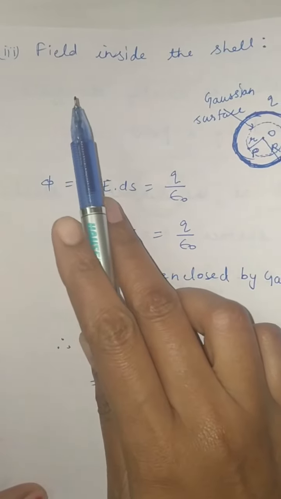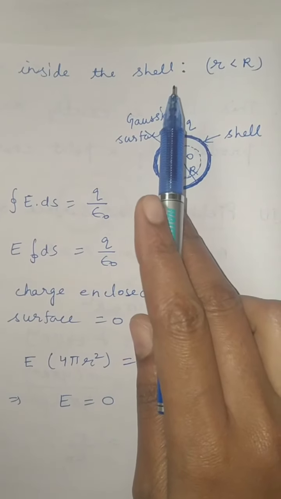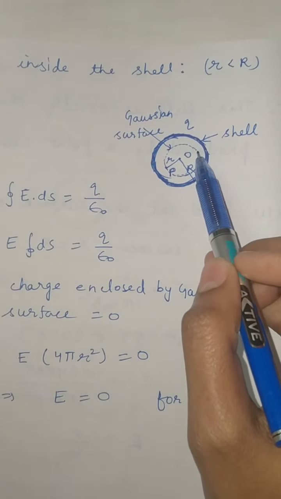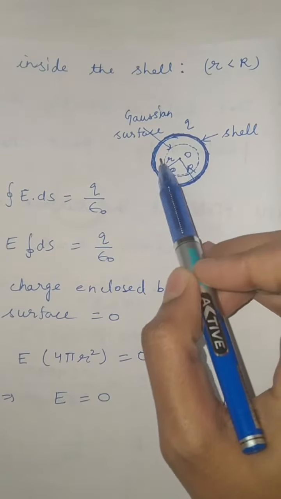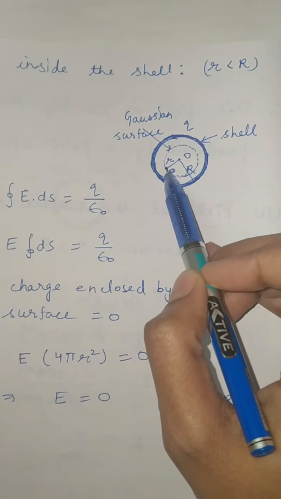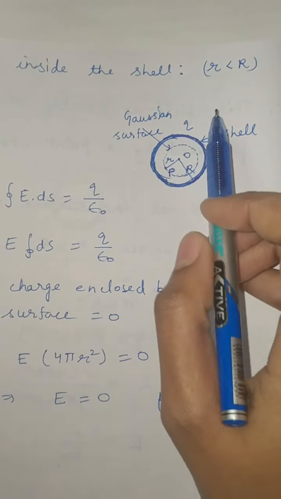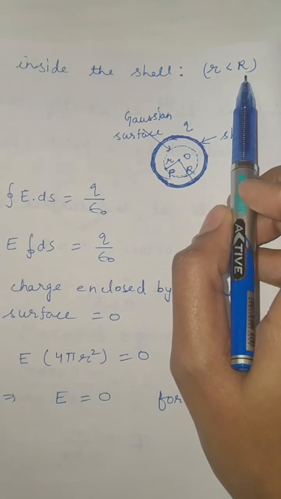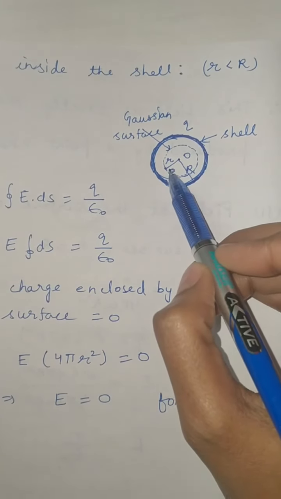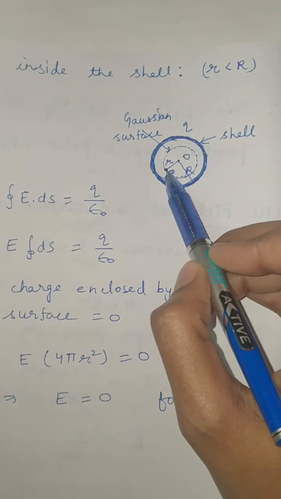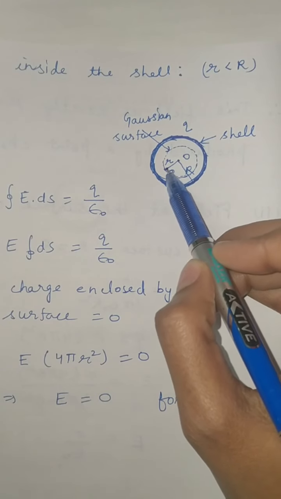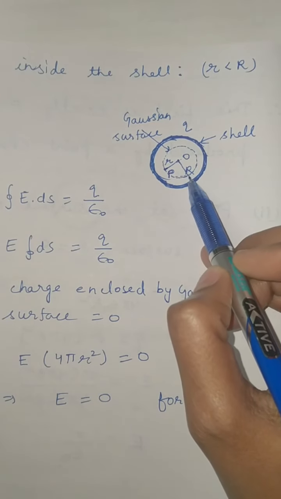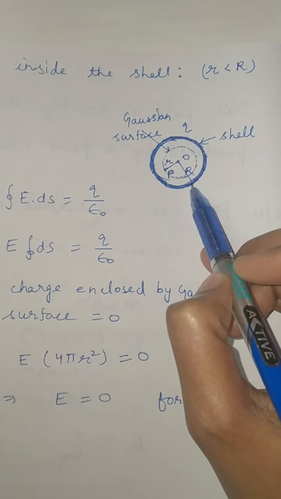Now the third case is the electric field inside the shell. In this, we will take our observation point inside this shell. This is the area inside the shell in which we can take our observation point anywhere. So for these points, obviously small r will be less than capital R. If we take point P here, this will be the value of small r, the distance of the observation point from the center, and obviously this is the radius of the shell.